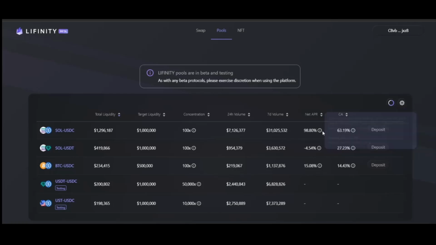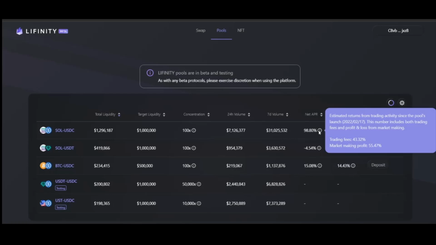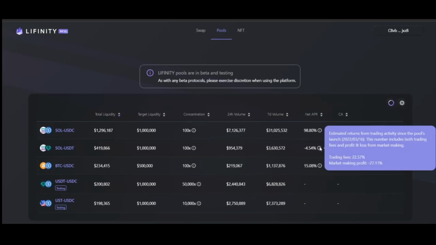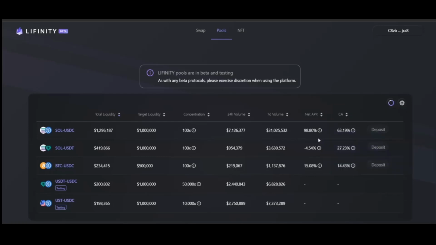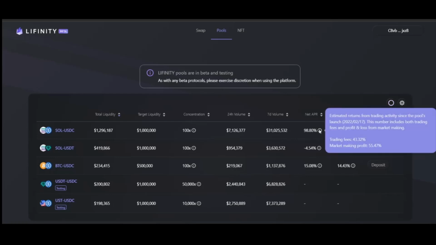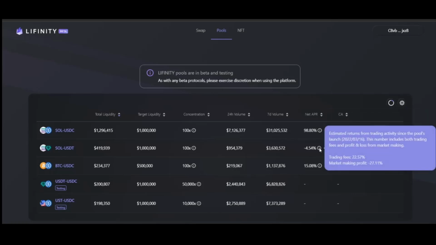And then moving on to market making profit. First of all, it's positive with the Sol USDC, and with the Sol USDT, it is negative. So how is this happening? What contributes to profit and loss in market making? One thing we have to think about is the day that you deposited. With the Sol USDC, this pool we started on February 17th. On the other hand, the Sol USDT pool was started on March 16th, so nearly a month later.